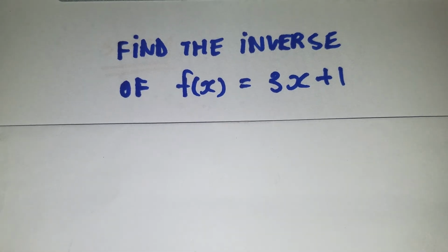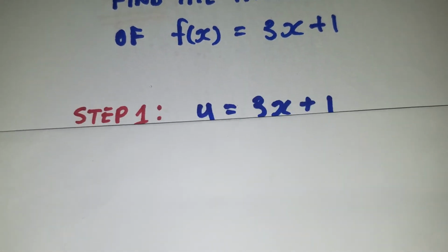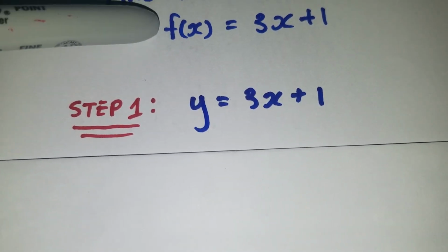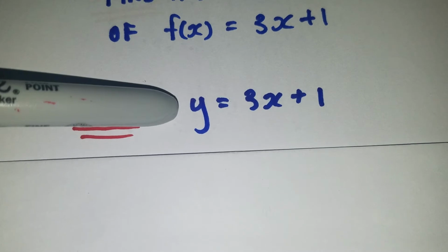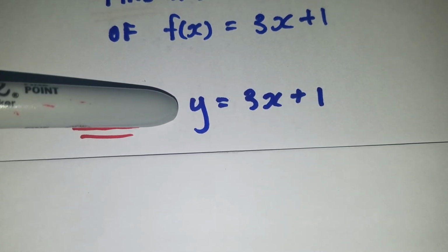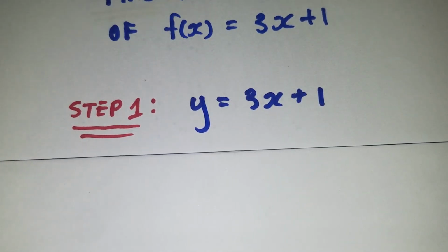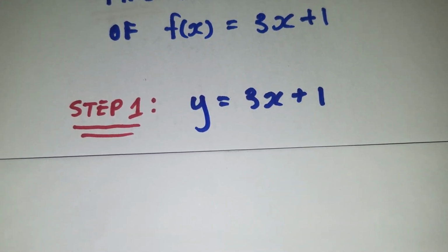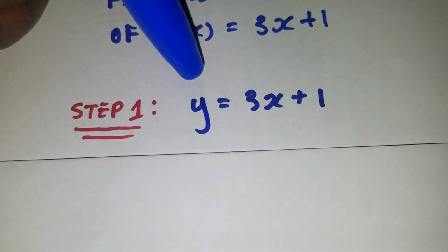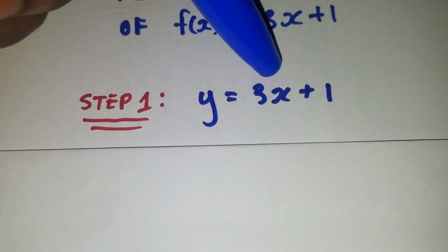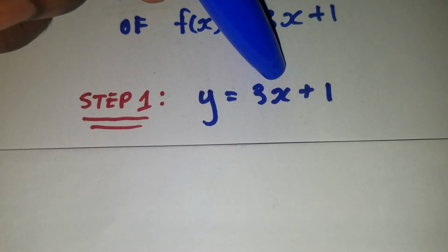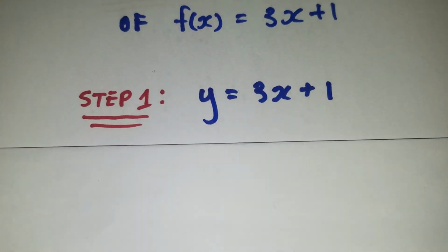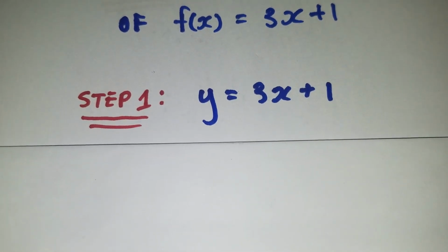Meaning, instead of saying f of x is equal to 3x plus 1, the first thing we want to do is say y is equal to 3x plus 1. So all we did is just change f of x to y. Now that y is equal to 3x plus 1, all we're going to do next is interchange the variables. So we're going to put x where y is, and we're going to put y where x is. So once more, instead of putting y here, we're going to put x, and instead of putting x here, we're going to put y. So we interchange the variables.